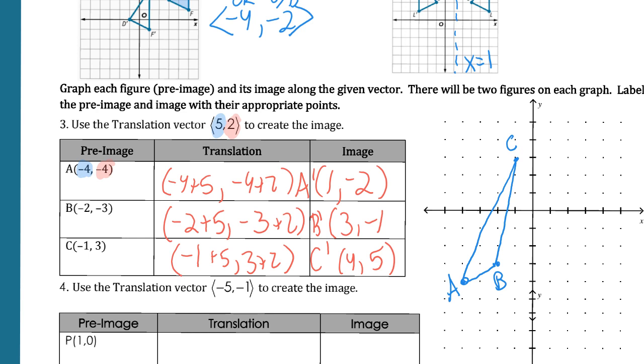If you notice something dumb happens, you might have done some dumb math, or you might have plotted it wrong. So look at it. You can kind of see, did every point look like it moved to the right 5 and up 2? And so 1, -2, they have that as A prime. And then 3, -1 is B prime. Looking good so far. And then C prime is 4, 5. 1, 2, 3, 4, 1, 2. And so this is C prime. Let's see how that looks.